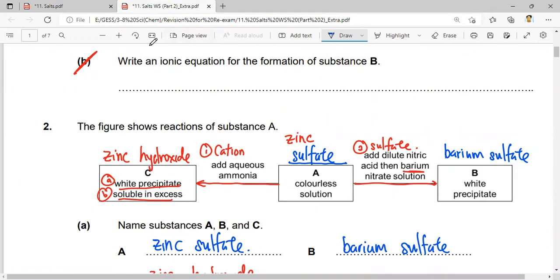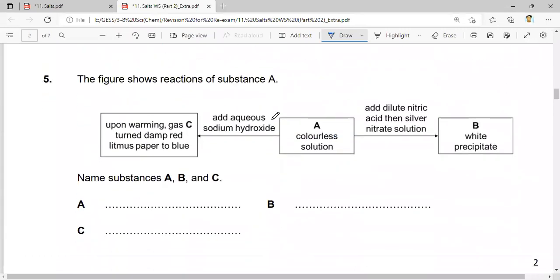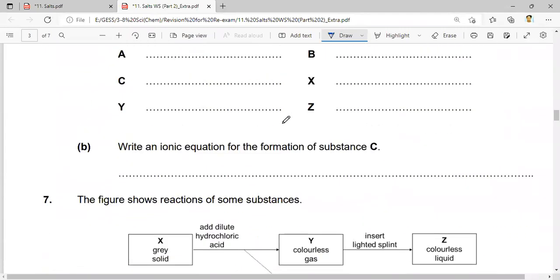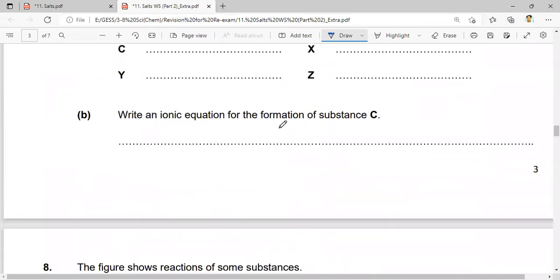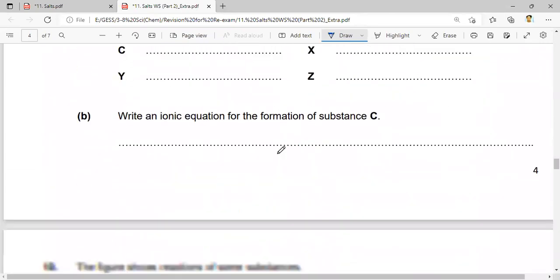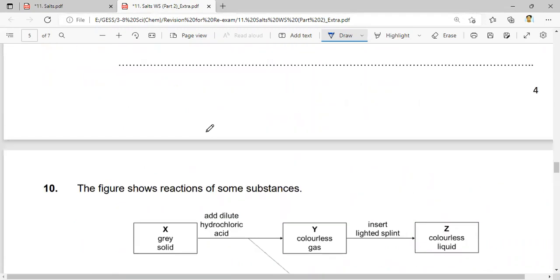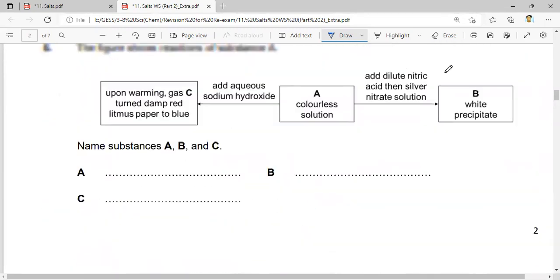Okay, so this worksheet is made available to you by your teachers. Do request for this worksheet, the salts worksheet part 2 extra. There are a lot of questions here for you to look through and practice. With the practice, it's going to help you a lot to be able to do these QA questions. So go and look through the questions and find out what the answers are. So that's all for this salt topic. If you're able to do the QA, you're more or less fine. Okay, so that's all.